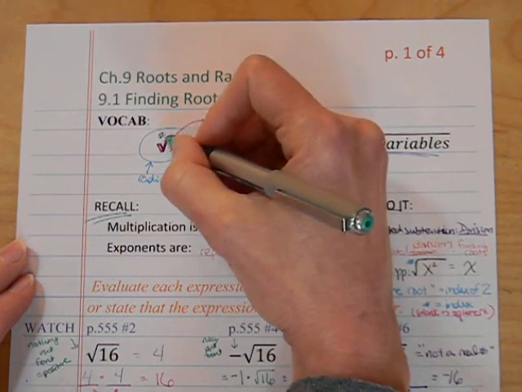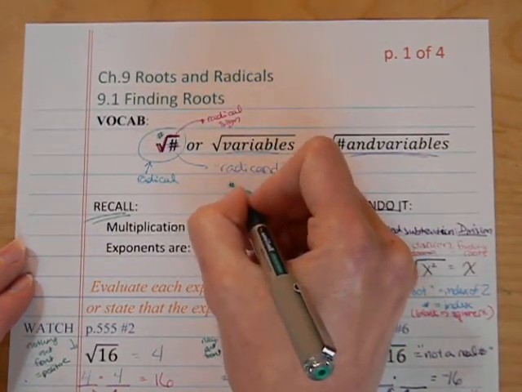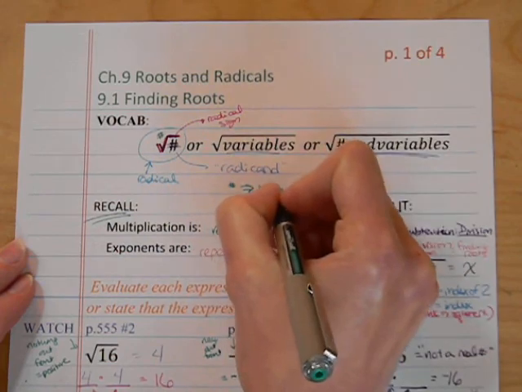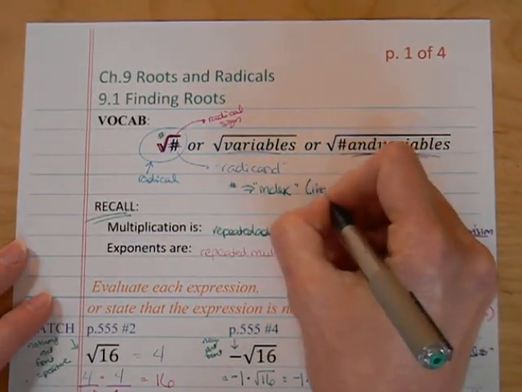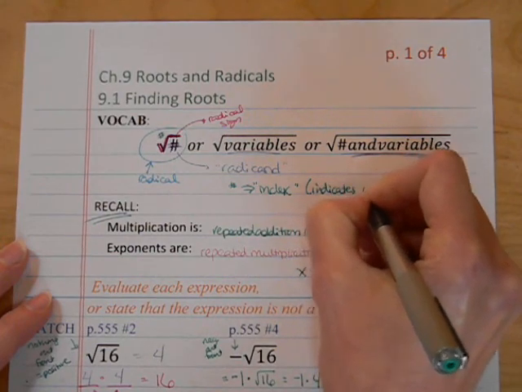The number that is here is called the index. And it indicates which root we're finding.